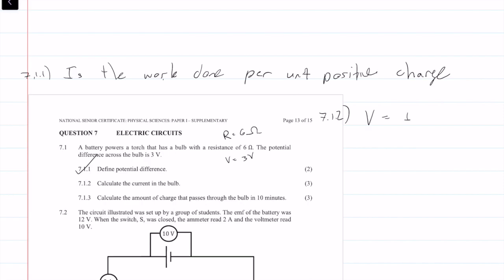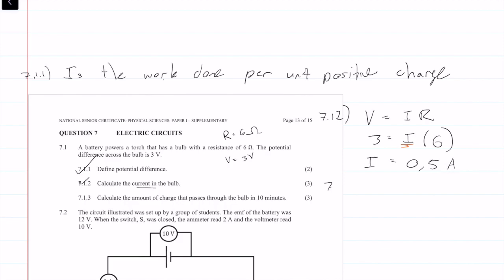We use the equation V equals IR. V was given to us as 3 volts, which is equal to I, the unknown because we're looking for the current, times the resistance, which was 6 ohms. I is the only unknown here, so we can solve for I is equal to 0.5 amps.